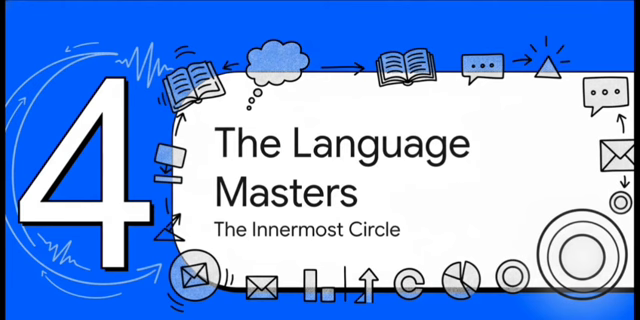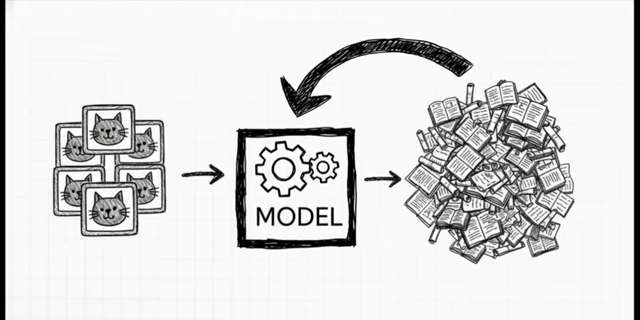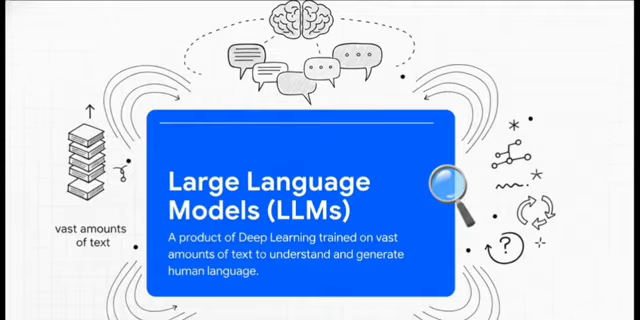So far, our whole mission has been about teaching a machine to see. But what happens if we take that same powerful, layered learning idea and point it at something else? Not images, but words. This brings us to the very center of our diagram, the final innermost circle. So let's just switch gears for a second. Forget the pictures of cats. What if we took that same deep learning setup, but instead of images, we fed it language? Every book, every Wikipedia article, the entire internet? What happens then? Well, what happens is you get a large language model, an LLM.